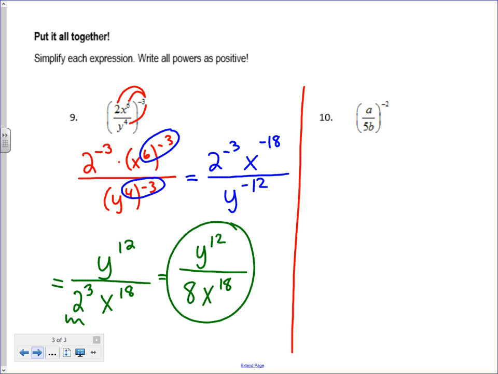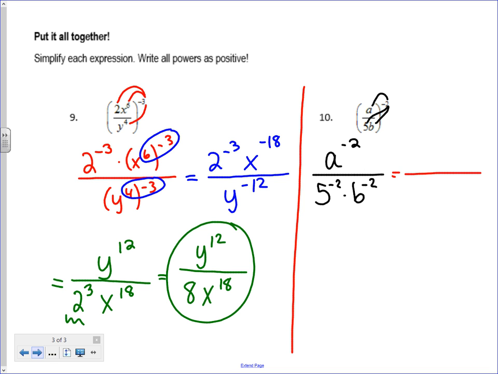All right, our last problem here on the notes. Same thing, we're going to distribute the negative 2 to the a, to the 5, and to the b. So I get a to the negative 2nd, 5 to the negative 2nd, and b to the negative 2nd. I don't have to simplify anymore except for moving all the negatives.